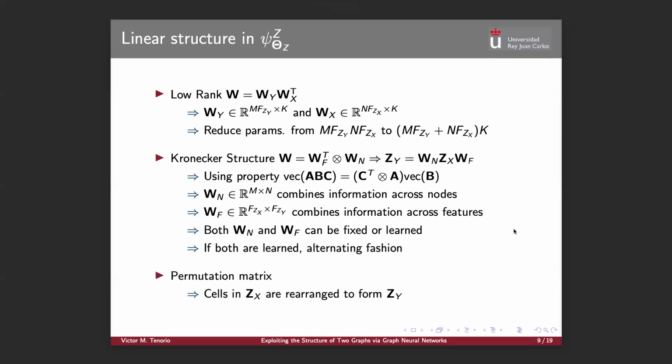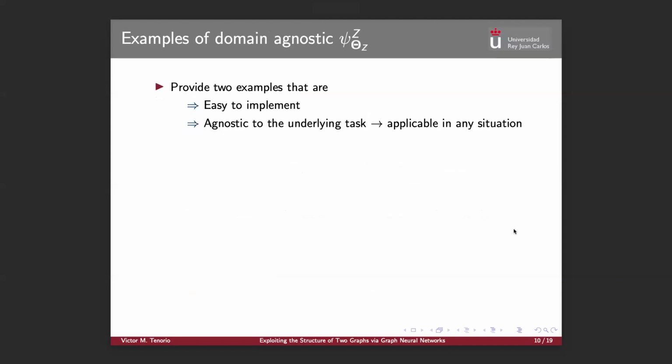And the last example of a transformation matrix that has some linear structure is a permutation matrix. It's okay, I rearrange the cells from set X to form set Y, or something like that. These are three examples of how we can impose linear structure. And now we're going to see a couple of actual implementations of these kinds of functions and how we can use them.